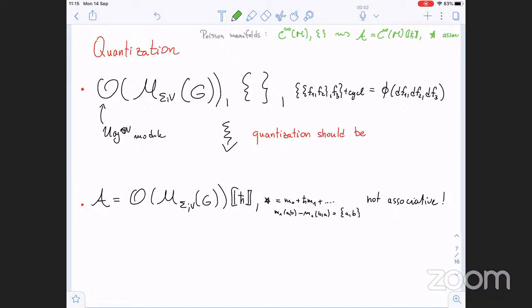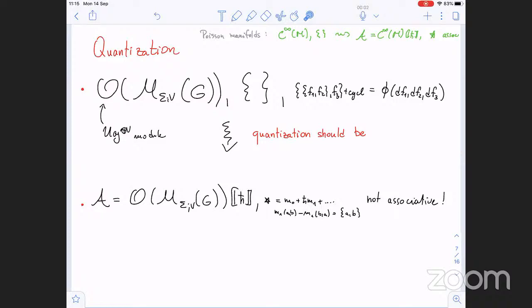Okay, the situation we have here: we have these functions on the moduli space. It's a module under, I will use the language, the universal enveloping algebra of V copies of G, right? And it has a bracket, but it's not a Poisson bracket because it's a quasi-Poisson bracket. What it means is that if you look at the Jacobiator, this expression, you don't get zero, but you get phi evaluated on these three differentials. So one can try to do the same thing for the quantization.